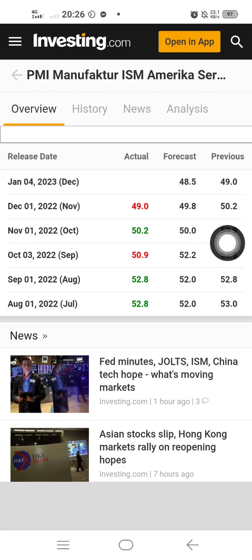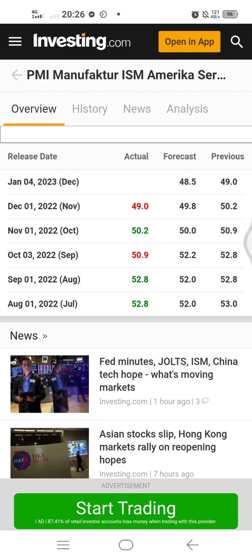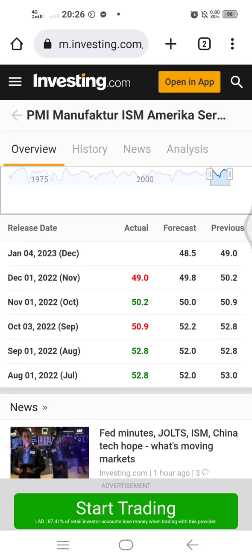So again, how to check if it is bad or good? If it is below the forecast, below 48.5, it is very good. But if it is between or equal to 48.5 to 49, it is a little bad. But if it is above 49, it is very bad. Yes, that's how to check PMI manufacturing in USA.